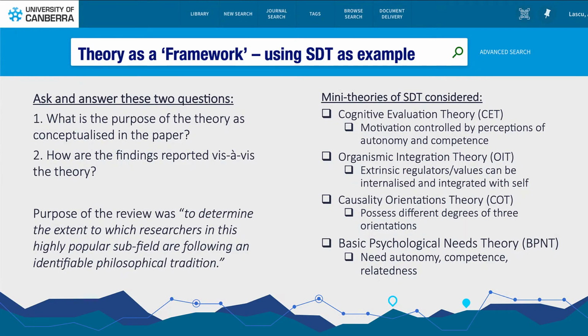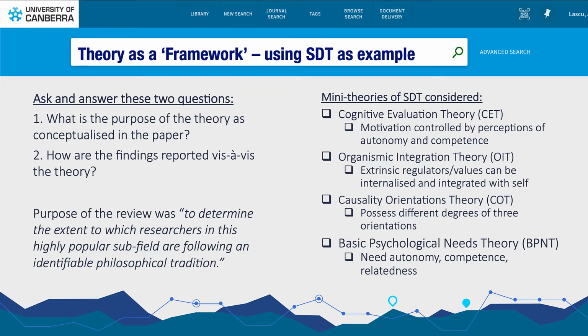So in the end, they found 24 papers. They wanted to answer these 2 questions. What is the purpose of the theory as conceptualized in the paper, and how are the findings reported vis-a-vis the theory? So the purpose of the review was to determine the extent to which researchers in this highly popular subfield are following an identifiable philosophical tradition, hence theory as a framework.